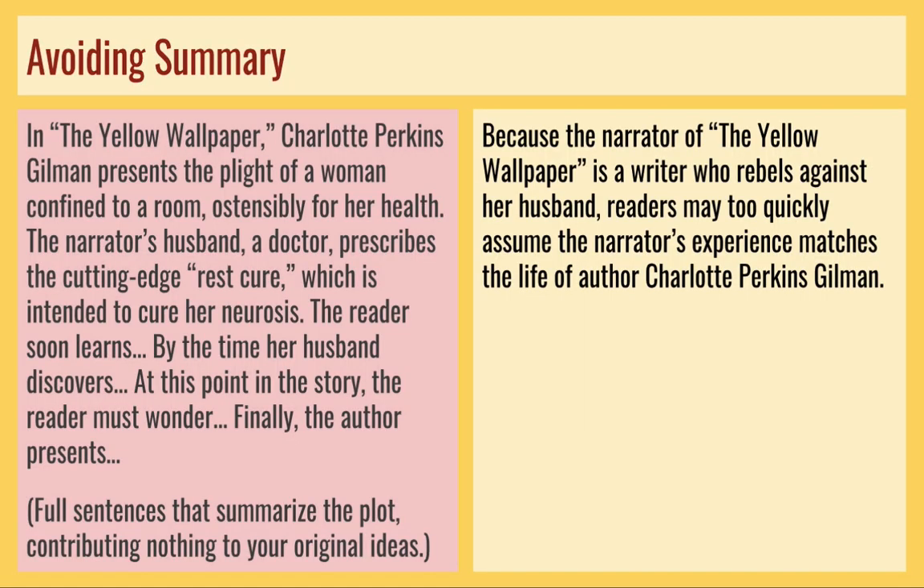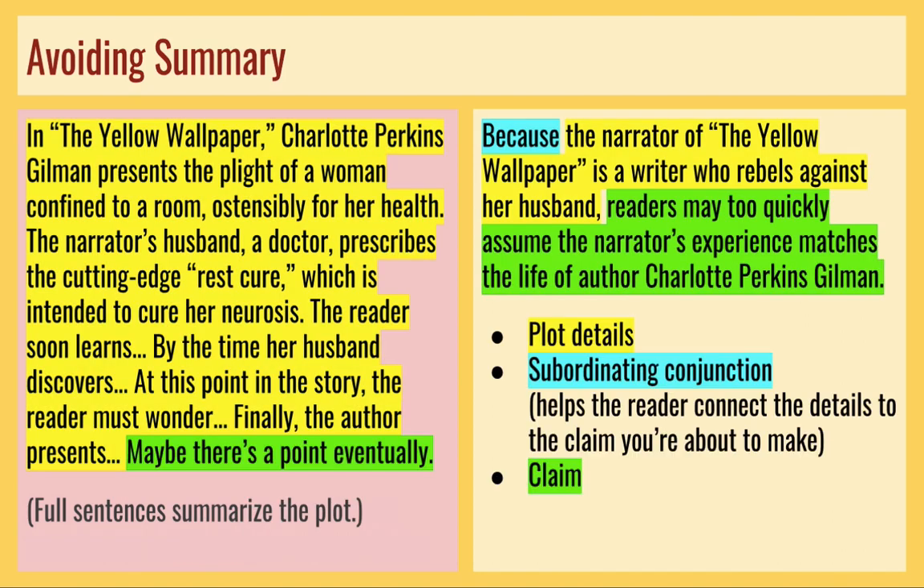But on the right we have, because the narrator of the yellow wallpaper is a writer who rebels against her husband, readers may too quickly assume the narrator's experience matches the life of author Charlotte Perkins Gilman. So we have here the yellow section on the left. That is all summary. On the right, we have a little bit of summary. But the key difference is that word because. I've marked it in blue. It is a subordinating conjunction.